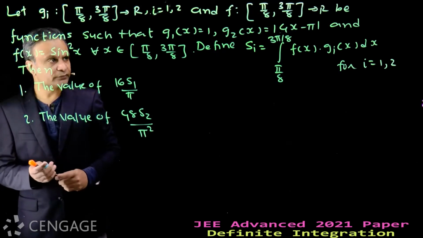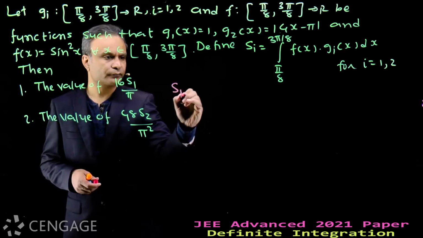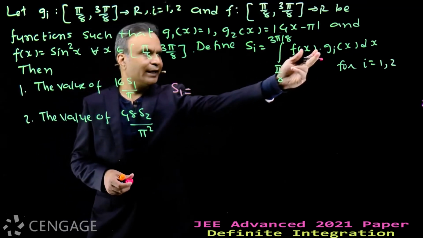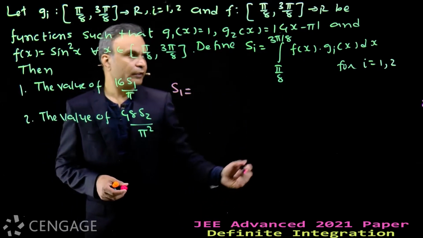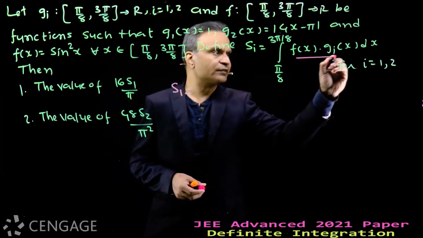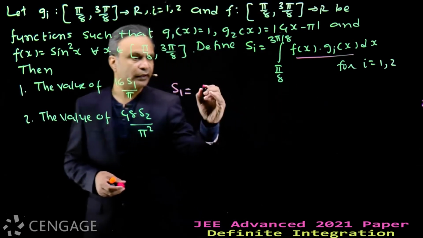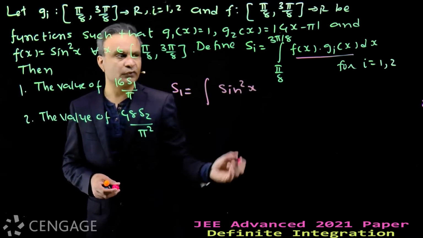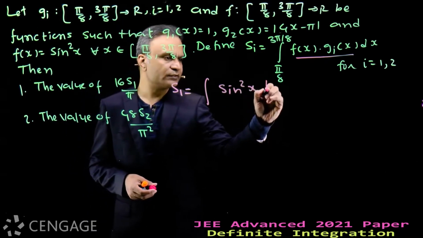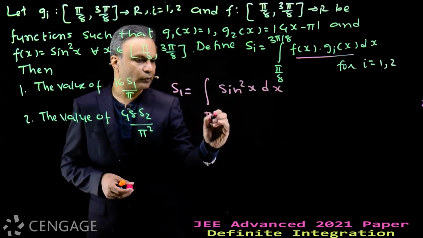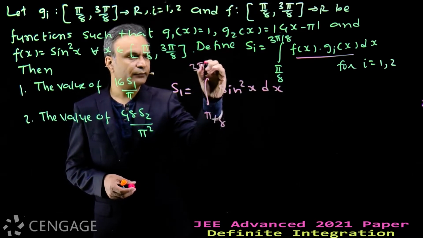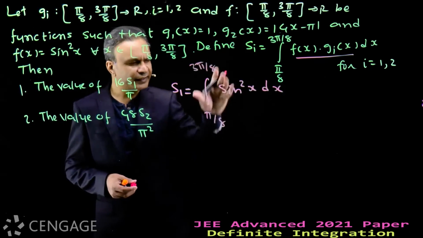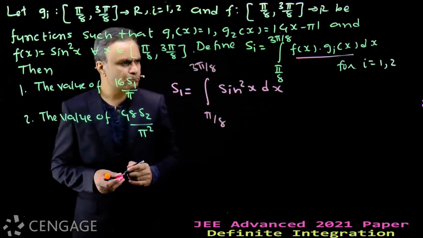Now what will be S1? Put i equal to 1. Here the integrand function will be f(x) into g1(x). f(x) is sine square x, g1(x) is 1, so the integrand function will be sine square x only. Lower limit pi by 8, upper limit 3 pi by 8. Now we can easily find the value of this integral.